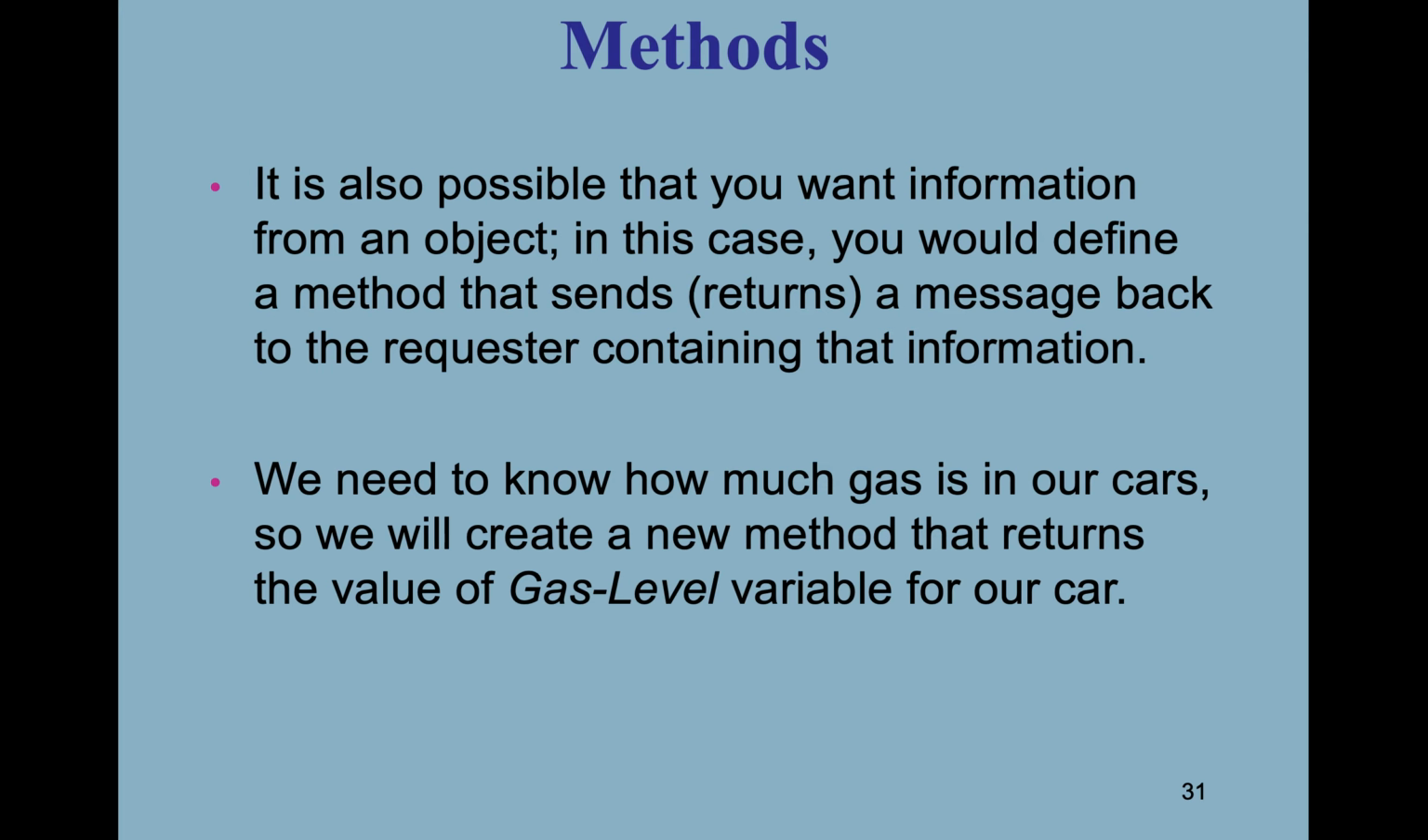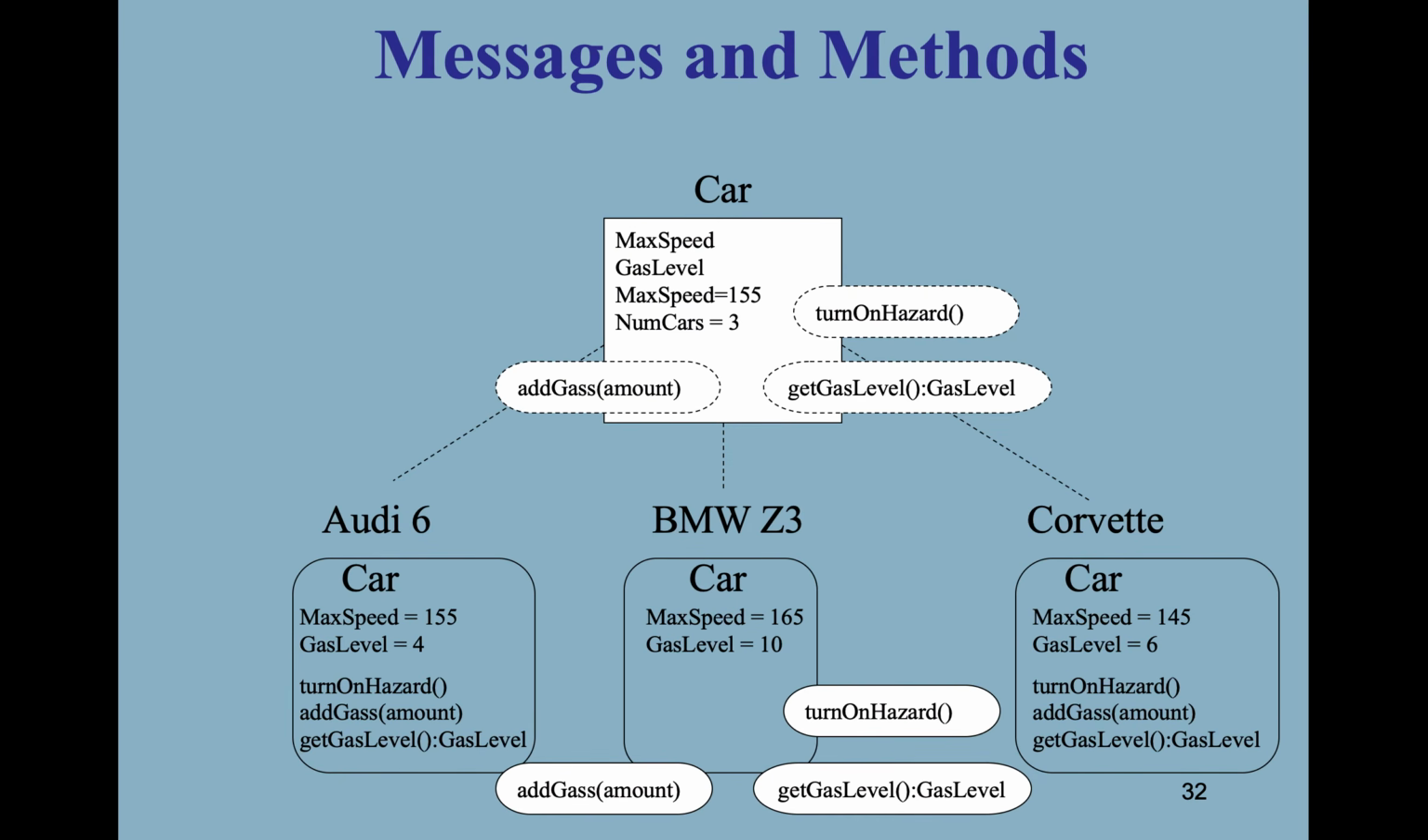Methods. It's also possible that you want information about it, and you want it to define a method that sends or returns a message back to the requester. So you need to know how much gas is in our car. So these are like the setters and getters. So here's some methods here. Turn on, get gas level. This is C++ notation, by the way. Add a class from, here's another, add gas. So these are just showing you methods.